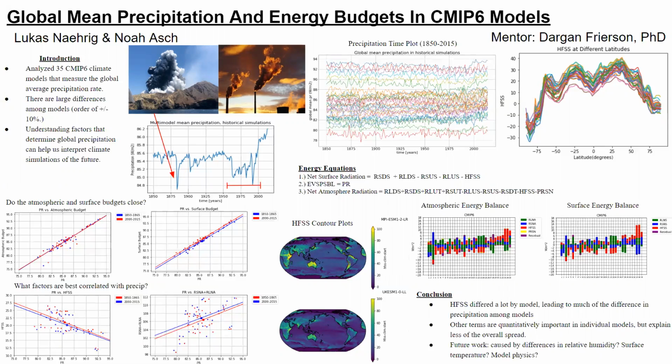We use Jupyter Notebook, a Python program, to run the climate models and analyze the data in multiple ways. The first graph we produced is the multi-model mean precipitation graph from 1850 to 2015. This is an average of 35 models. The noticeable yearly variability shows how sensitive precipitation can be to atmospheric conditions.